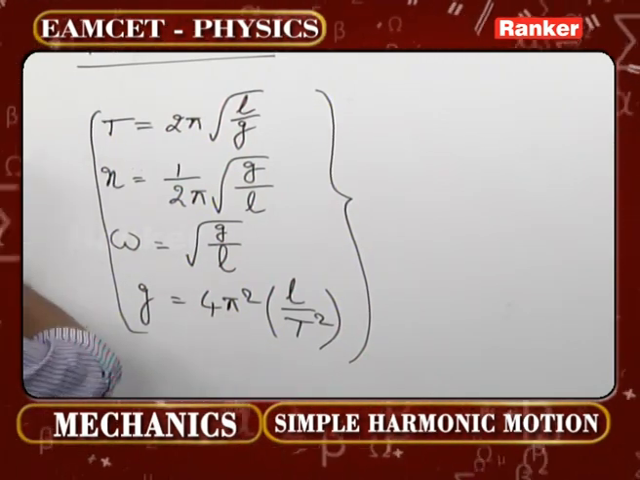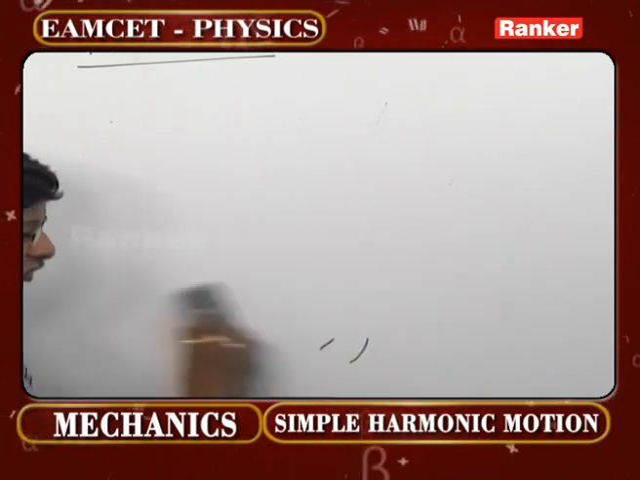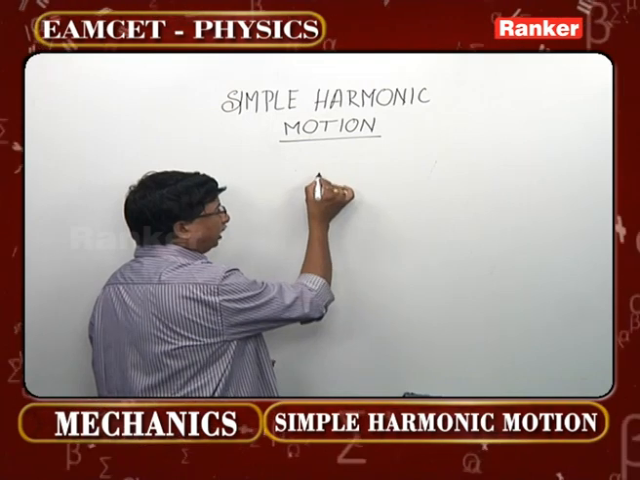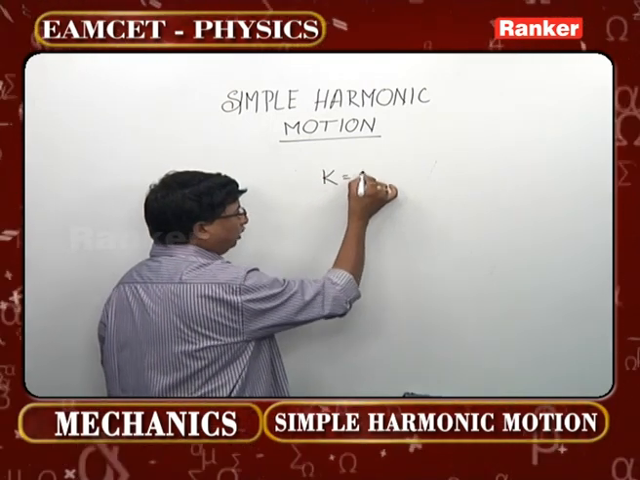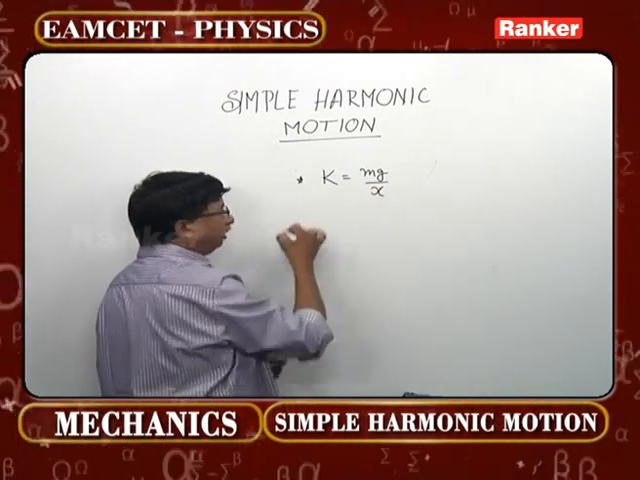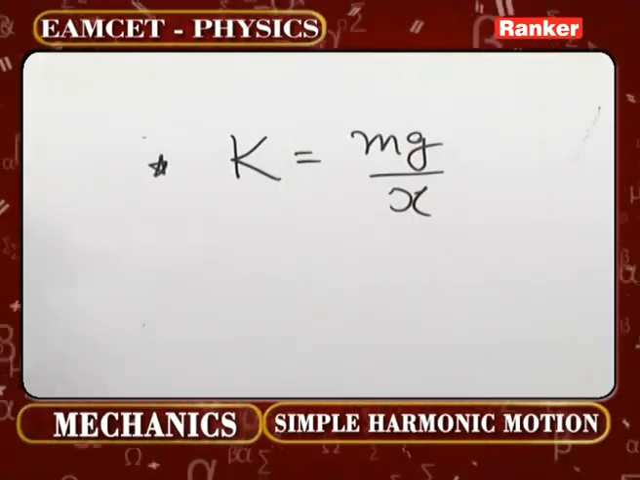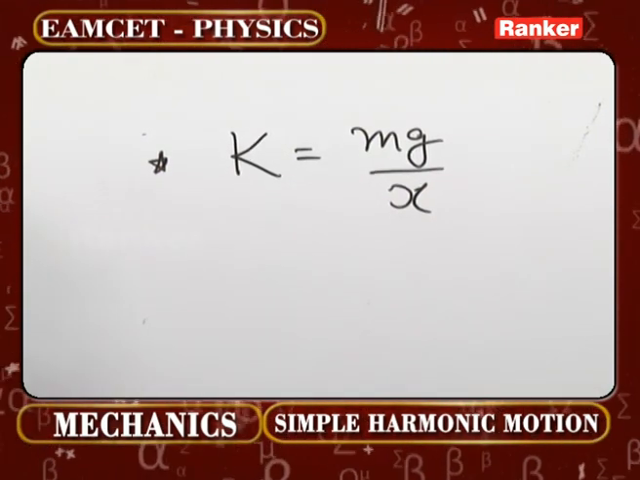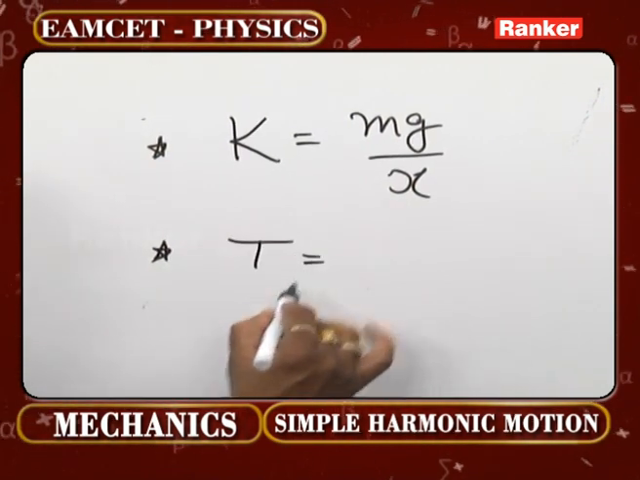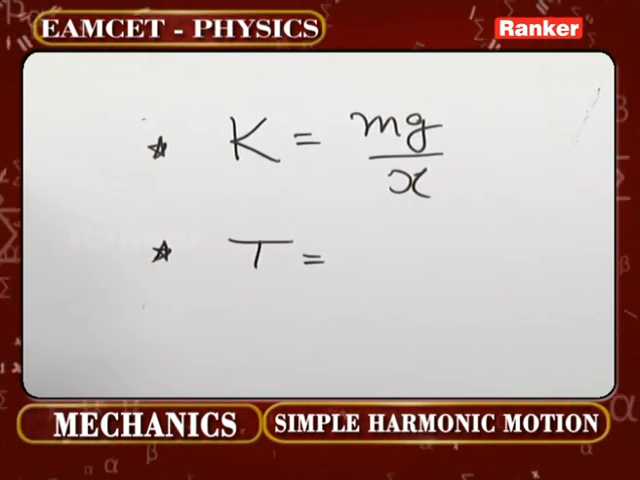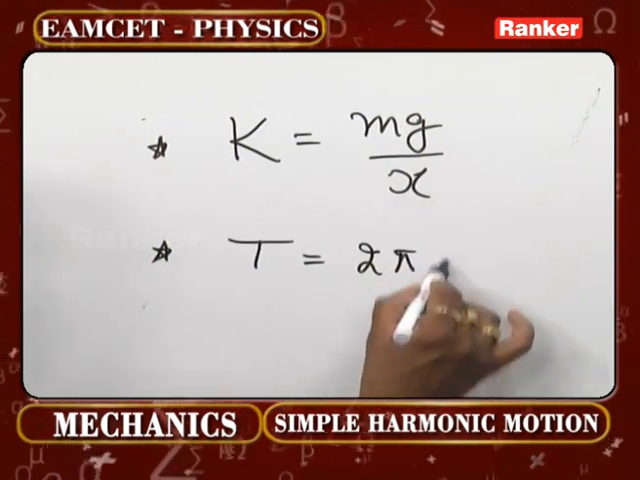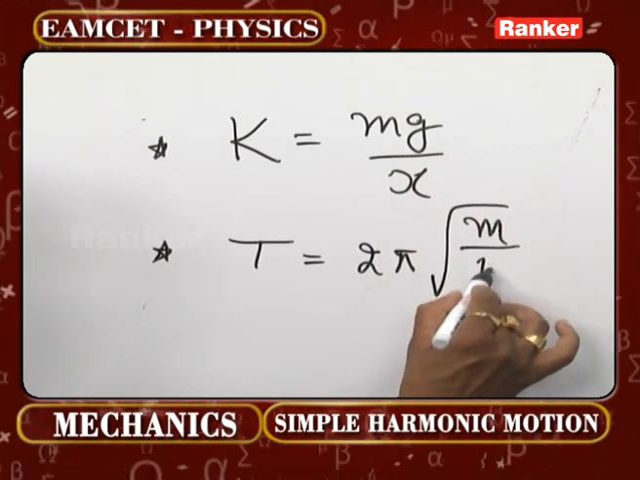Now, when we talk about the second one, that is a loaded spring or a spiral spring, the spring constant k is equal to mg by x, a very commonly asked formula. Based on this, we are going to have several applications. And coming to the next one, what is the time period of a loaded spring oscillating vertically up and down? That of course is 2π under root m by k.